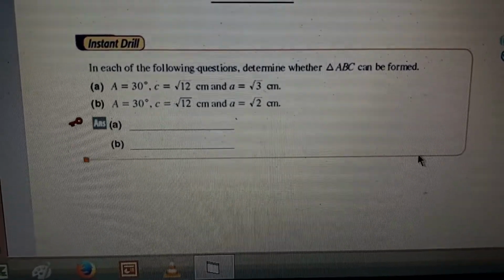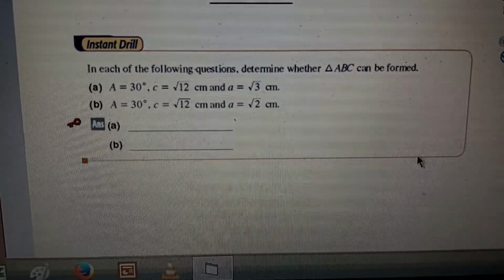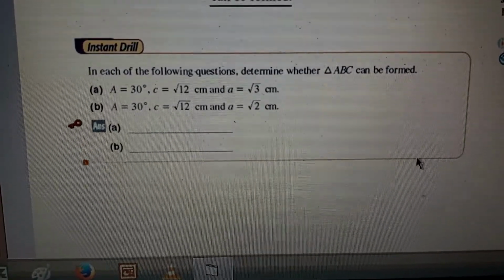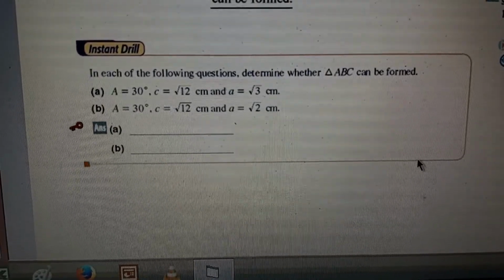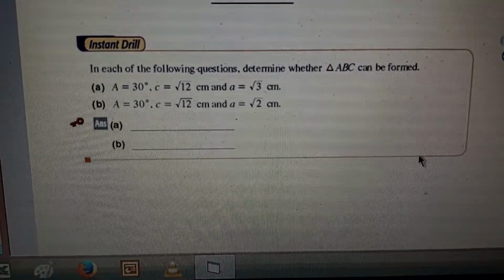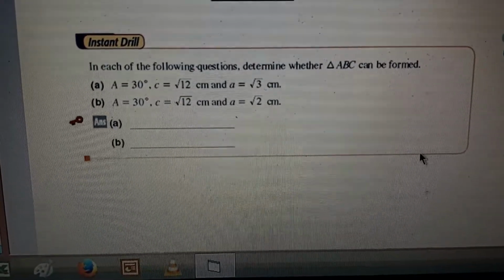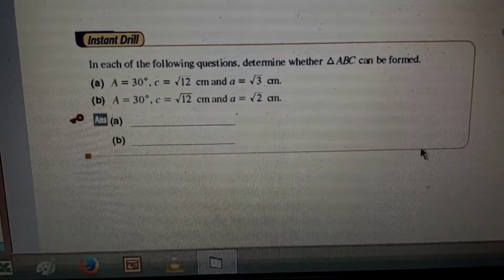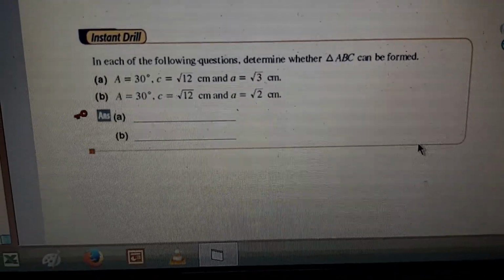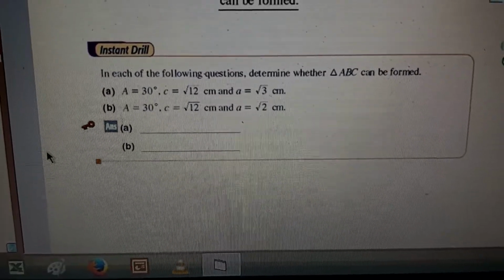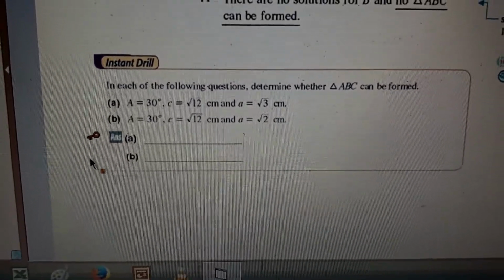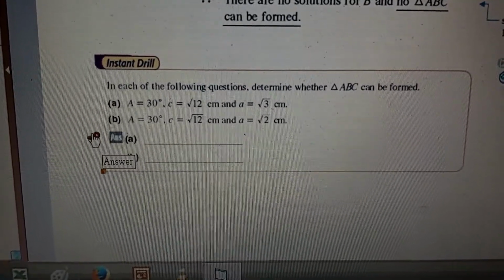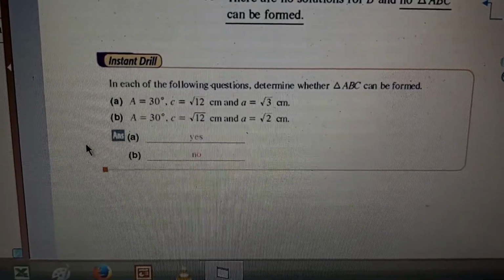So for this instant drill, in each of the following questions, determine whether triangle ABC can be formed. That means can angle C be found? Part a, can you find angle C? And part b. Please do it by yourself. After you finish, you can check the answer. The answer is this.